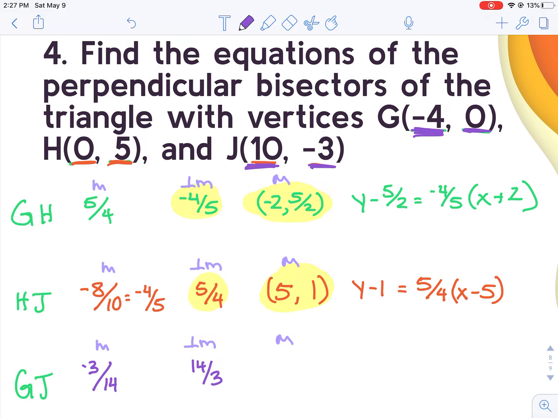10 minus 4 is 6. Cut in half is 3. Halfway between 0 and negative 3 is negative 3/2 or negative 1.5. I use my perpendicular slope and my midpoint to write an equation. Y minus a negative 3/2 becomes a plus 3/2 equals 14/3 times x minus 3.